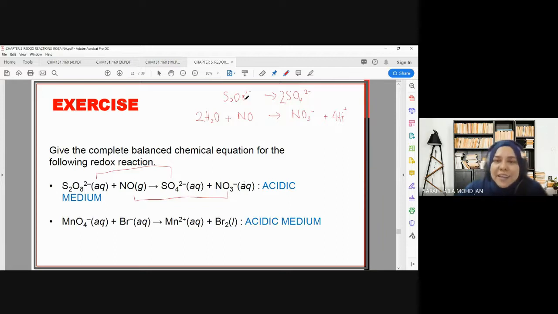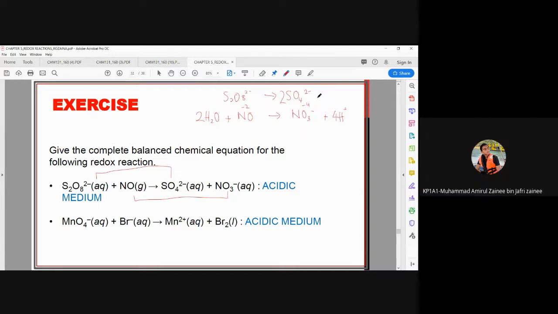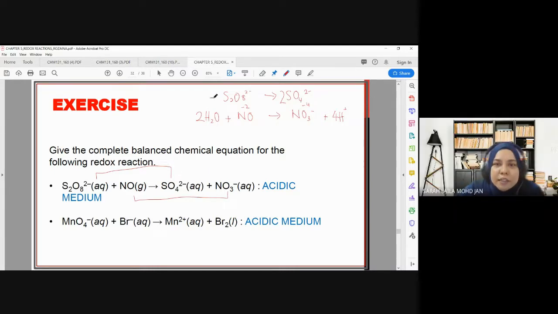I was afraid I was going fast. So now, okay, the final step of balancing is the charge balance, by adding the electron. Okay, negative 2. Here, negative 4. So, which side? Right or left? What do you think? Like here, S2O8 or SO4? S2O8. Okay, good.